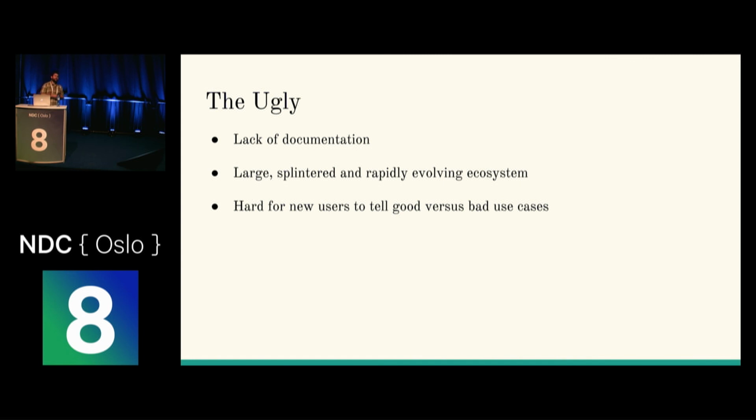The ecosystem's vast, it's splintered, and it's rapidly evolving. Because of the immaturity of the space and because it's not as well-defined a set of standards, it changes all the time. As I said, it's very hard to keep up with some of the paces. And the other part here is, hopefully it's helped a little bit, but it's kind of hard for new users to tell good use cases versus bad use cases. Usually the way you do it is by making the wrong choice.